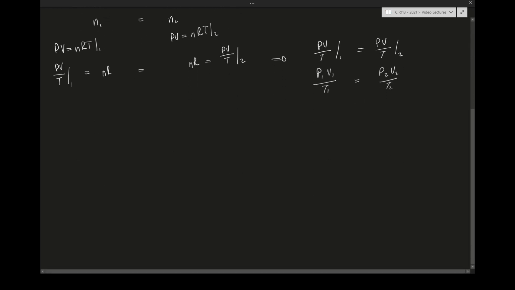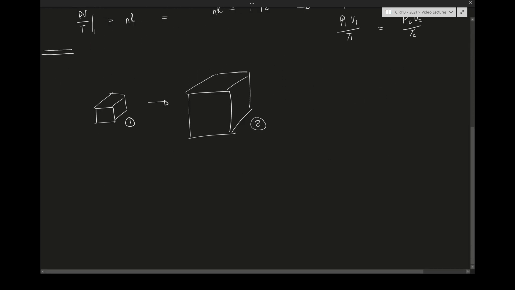But we could also have had the system where the conditions between system 1 and 2 are such that only the temperature is the same. Then we would have had PV over n at condition 1 must be equal to PV over n at condition 2, because RT would be the same, whether it's condition 1 or condition 2.